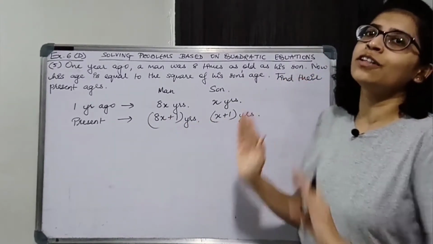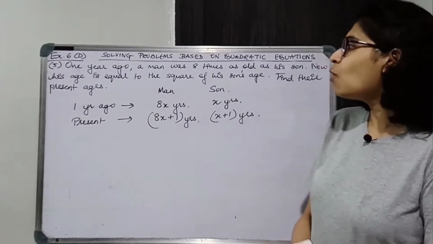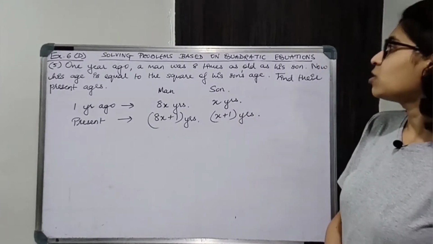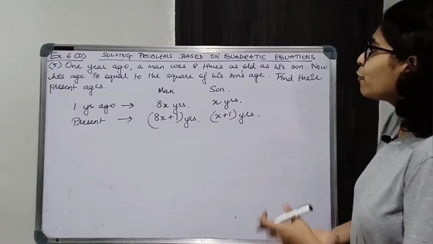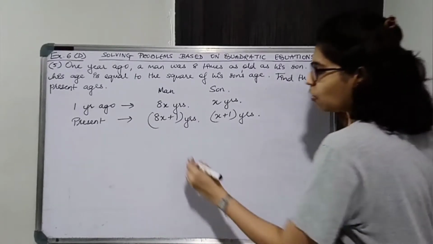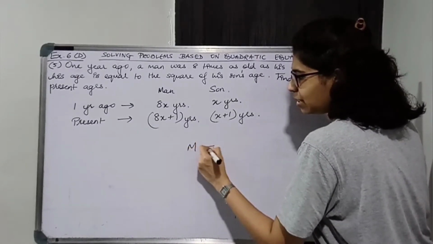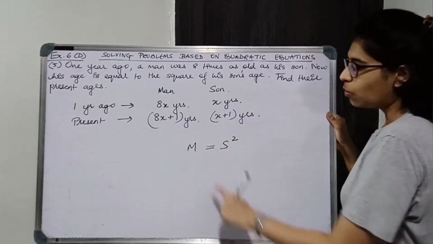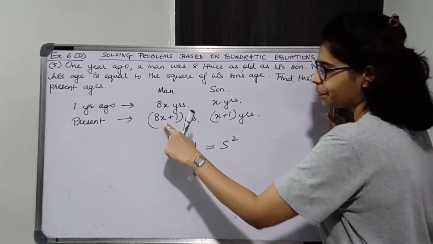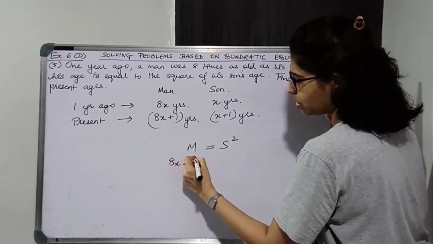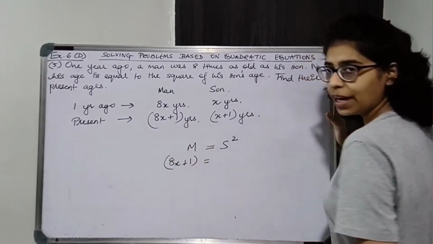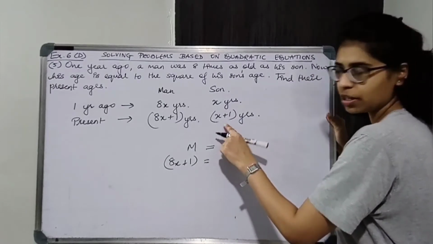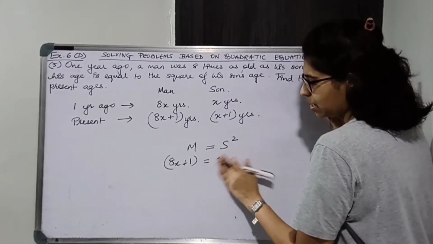Now apply the condition. Okay. So now his age is equal to the square of his son's age. So now man's age is equal to square of the son's age. What is the age of man now? 8x plus 1. Square of the son's age. अभी का age क्या है? It is x plus 1.